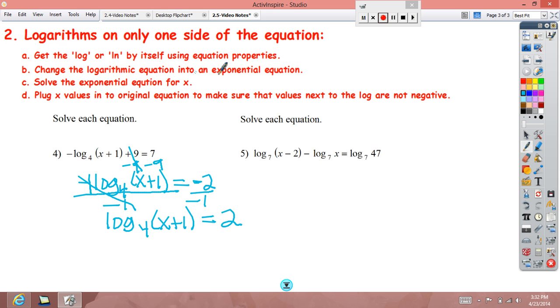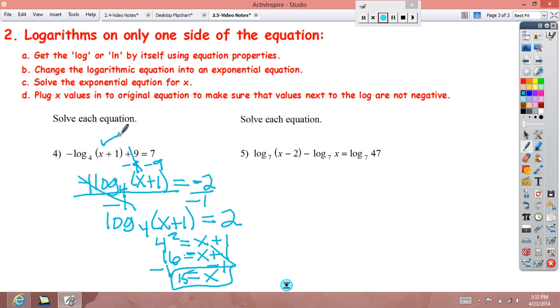B, change it into exponential equation. So now I can change it into exponential. So I have 4 squared equals x plus 1. 4 squared, 16 equals x plus 1, minus 1, and x equals 15. Okay, that's my answer. If I plug this back in, 15 plus 1, that's 16, that's positive, so that one works. Okay, one more here.